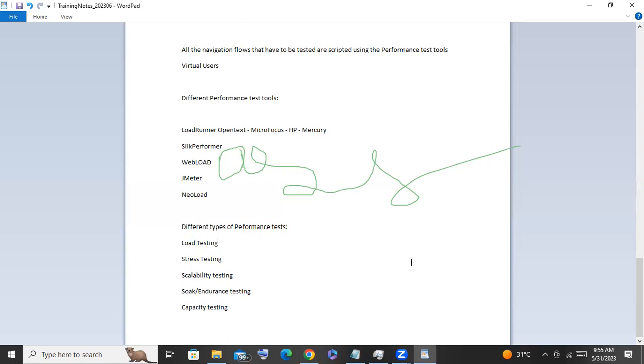Somebody wants to volunteer? Yes, guys? What is load testing? We execute the particular load that the client needs. Suppose the client needs 1,000 users on the application. So we execute that much of load.